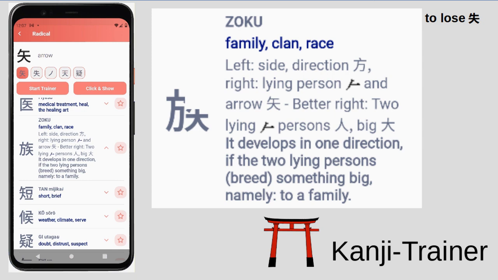The memory phrase is: it develops in one direction if the two lying persons breed something big, thus to a family. In this thinking, the two arrow persons are actually the parents. Again, it develops in one direction if the two lying persons breed something big. It leads to a family.